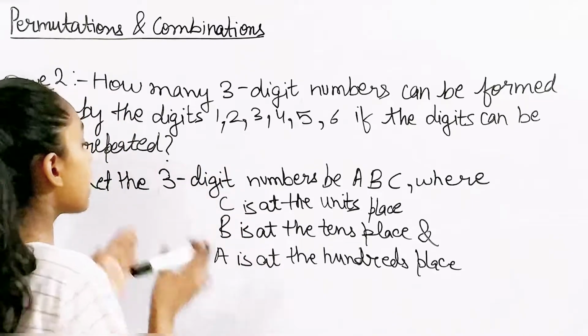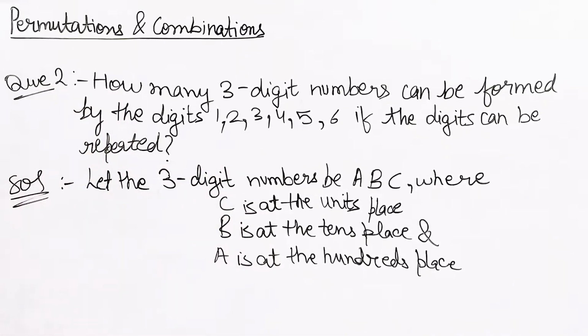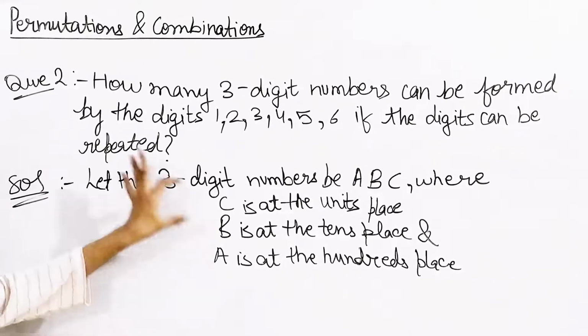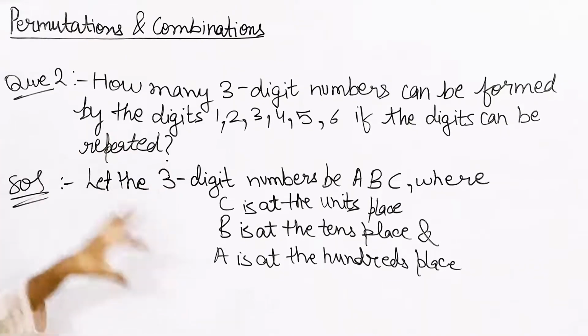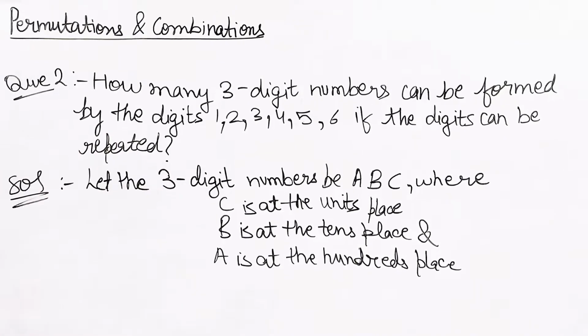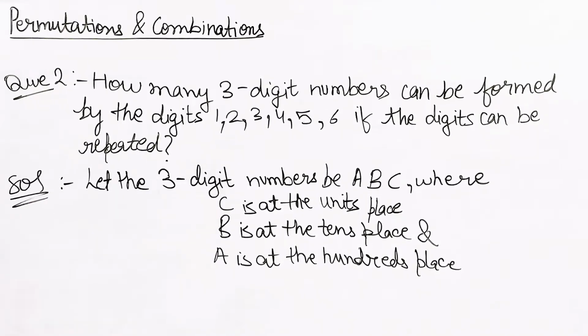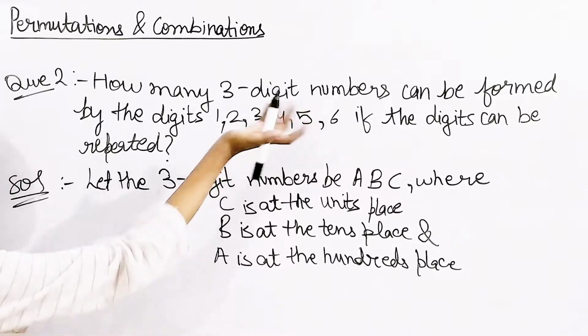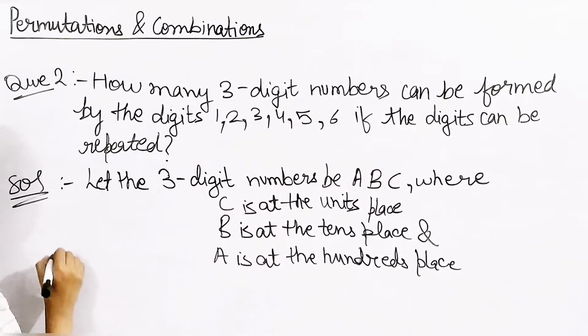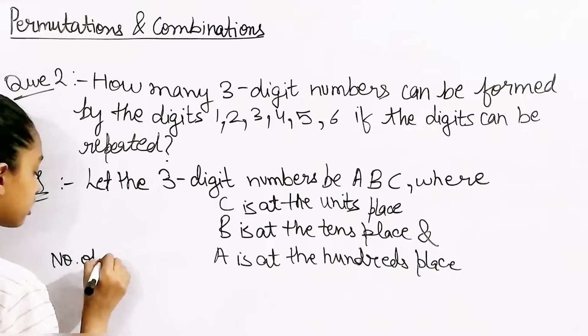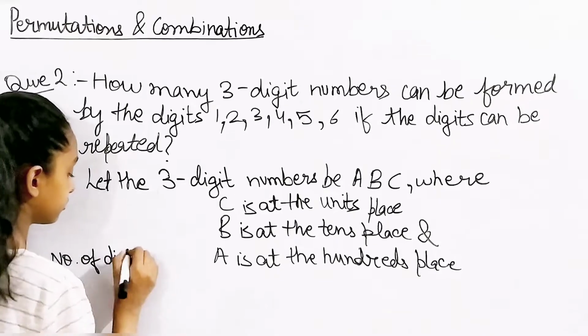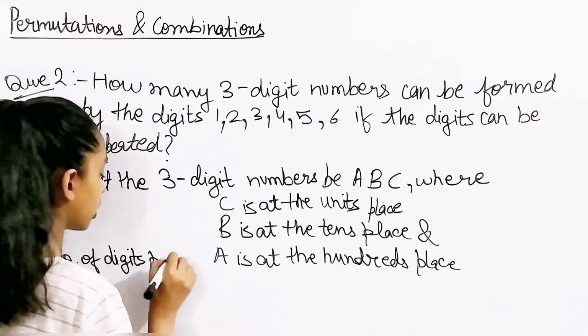That's okay. Now the next step: we have taken the 3-digit number as A, B, and C. C is at the units place, B is at the tens place, and A is at the hundreds place. How many digits are given to us? 6, right? 1, 2, 3, 4, 5, 6. So what I'm going to say is the number of digits possible.